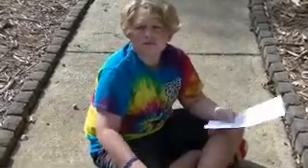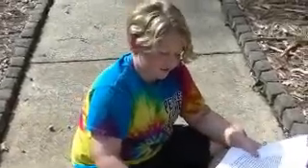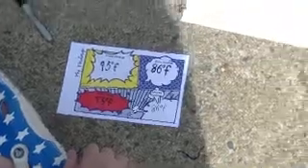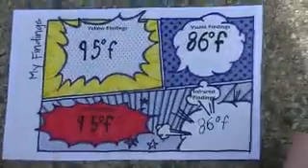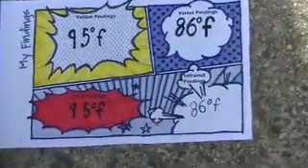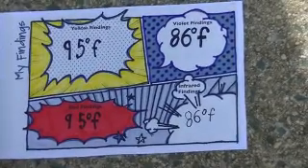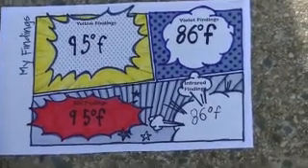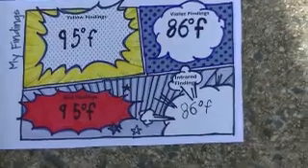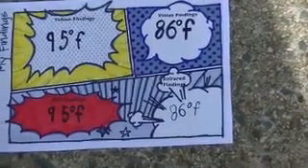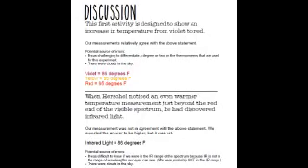All right, Jim, so we have all of our readings. Let me get a camera shot of that. So the yellow findings were 95 degrees, the violet findings were 86 degrees, the red findings were 95 degrees, and the infrared was 86 degrees. All right, now on to the discussion.